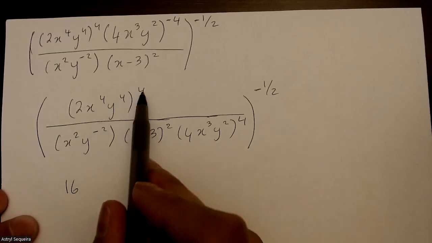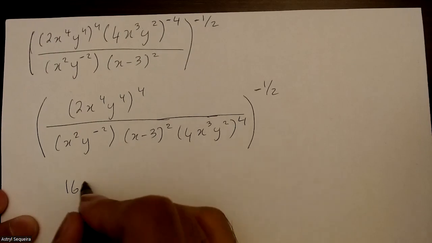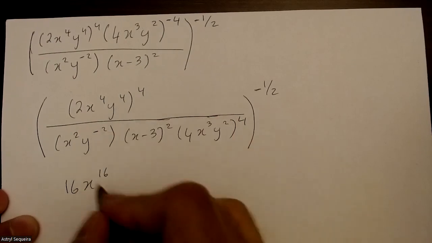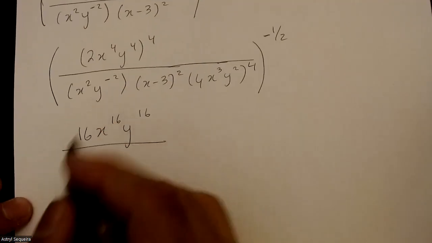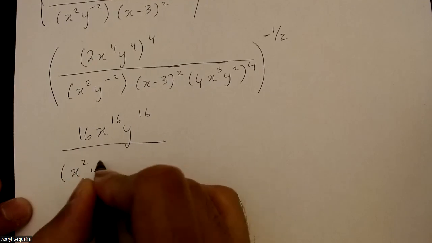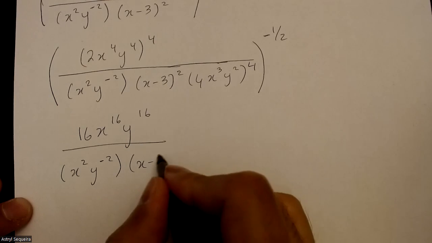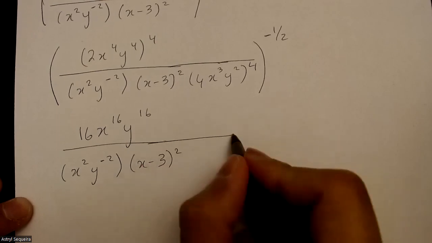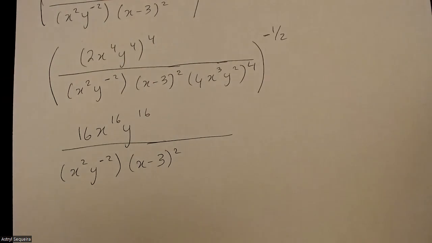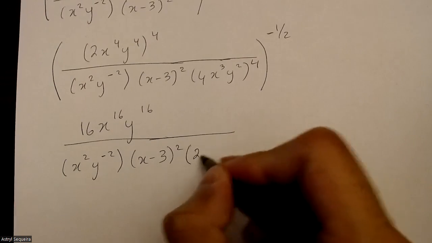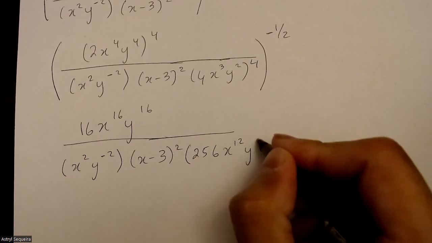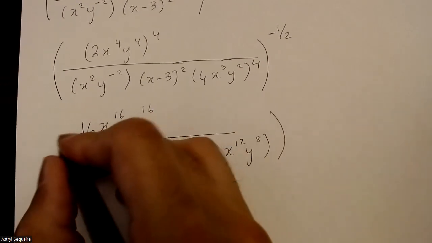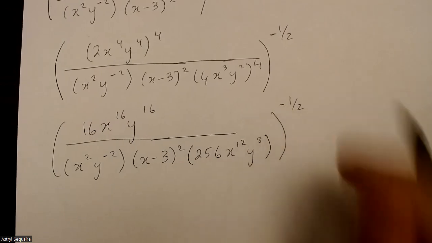x to the power of 4 to the power of 4, that is x to the power of 16. And this is y to the power of 16. This bracket just stays the same. This one stays the same as well. And then I can do the same thing here. So 4 to the power of 4 is 256. This is x to the power of 12, y to the power of 8. And I just have my big bracket with a negative 1 over 2.